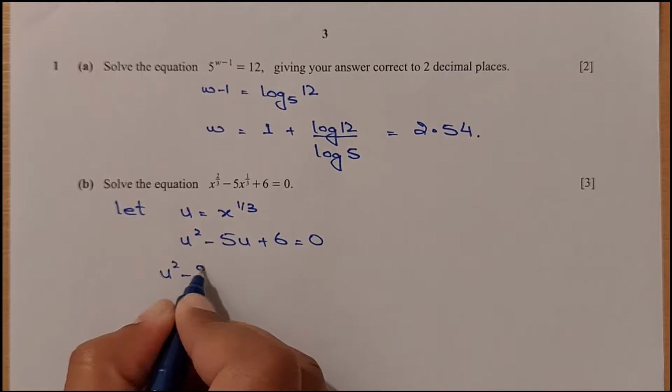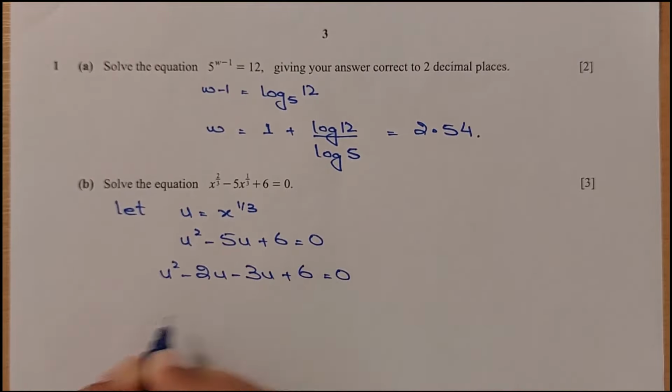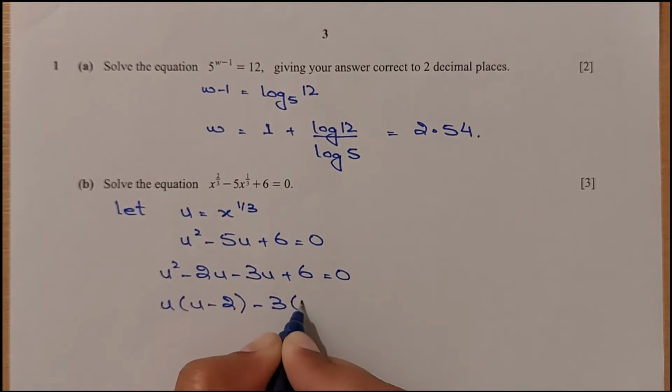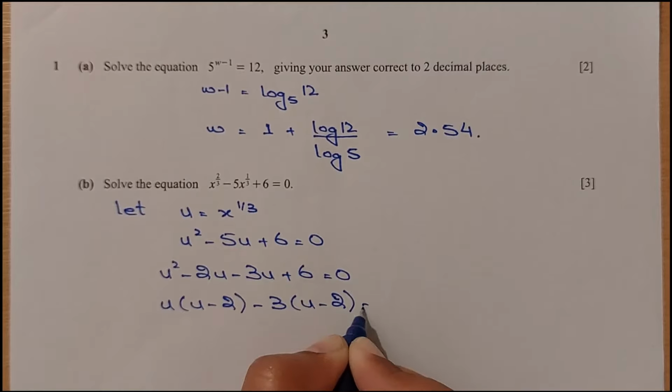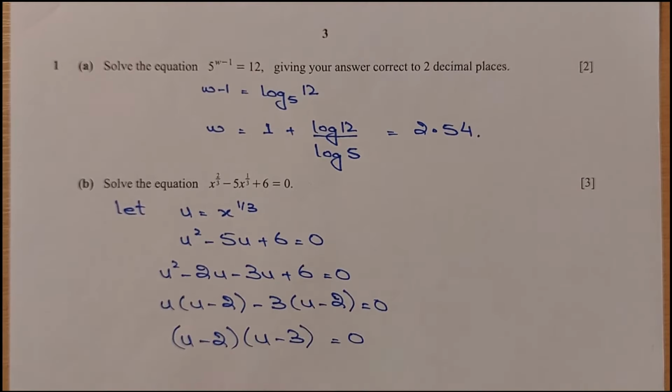u squared minus 2u minus 3u plus 6 equals 0. u is common, and minus 3 is common. So u minus 2 and u minus 3 equals 0. So here u is equal to 2 and u is equal to 3.